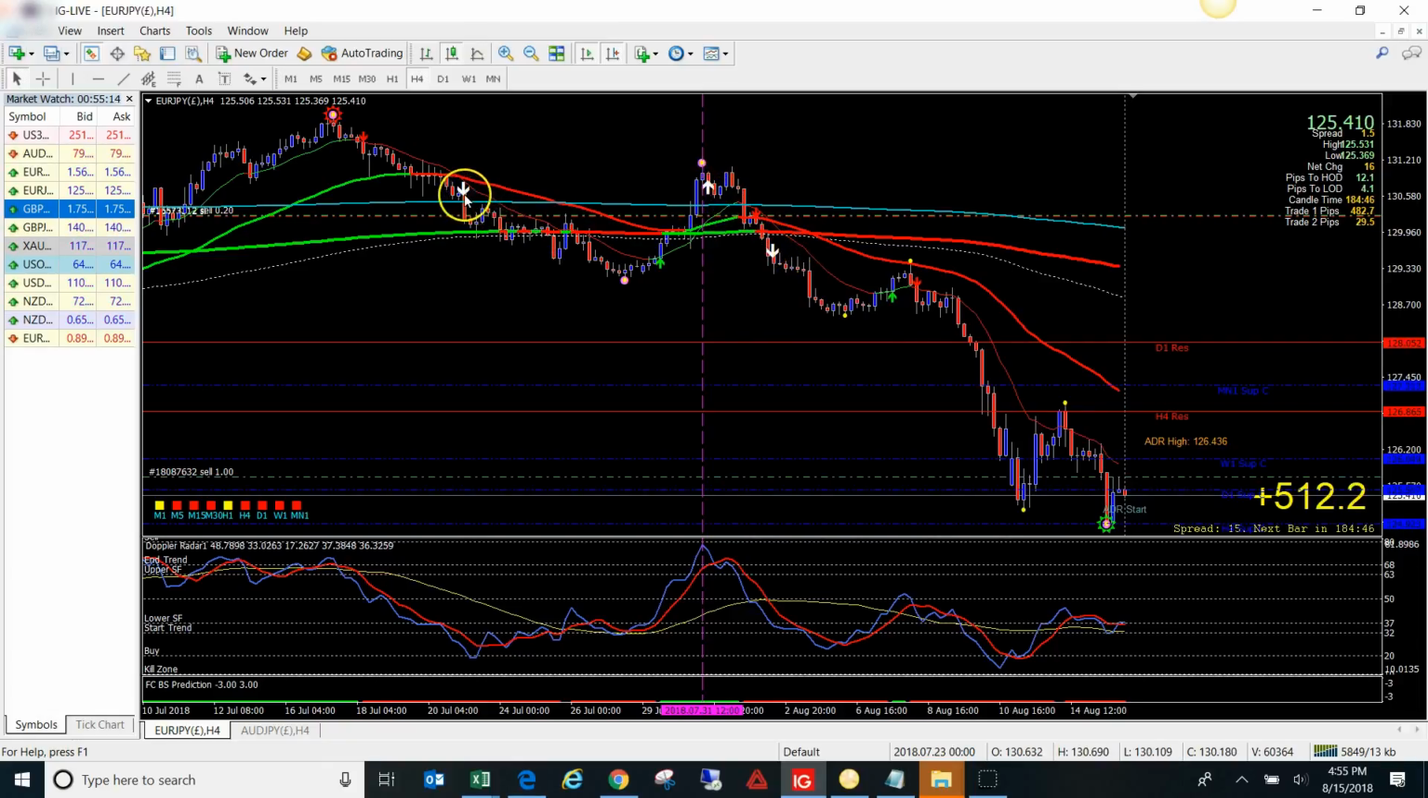Now, as you can see, it will give signals, but every signal is not a good signal. So you still have to look at the bigger picture. Don't just focus on the little arrows.